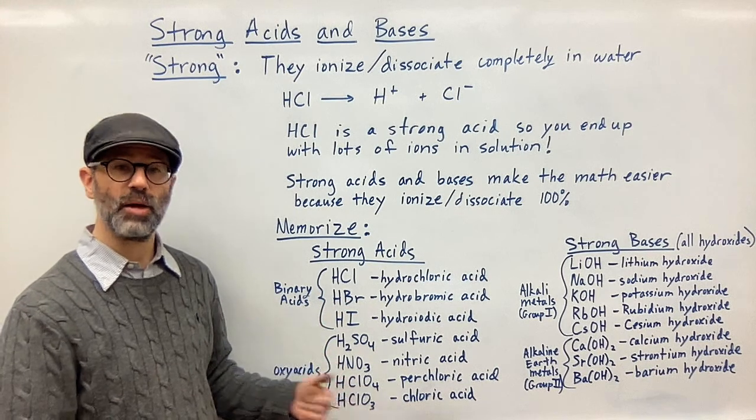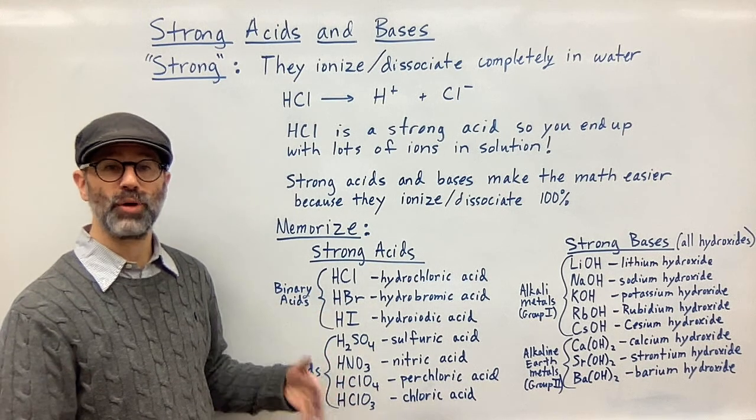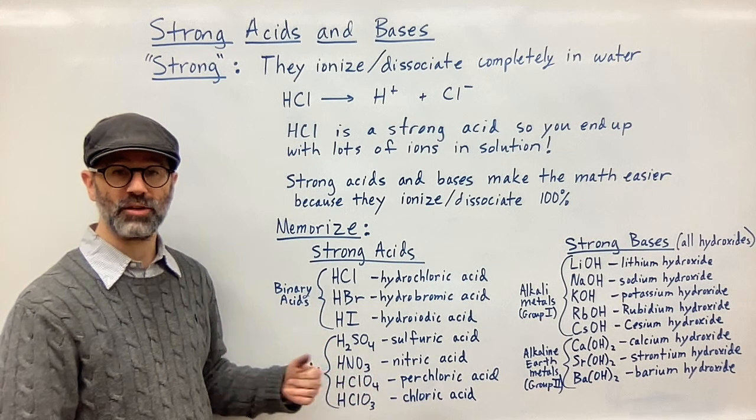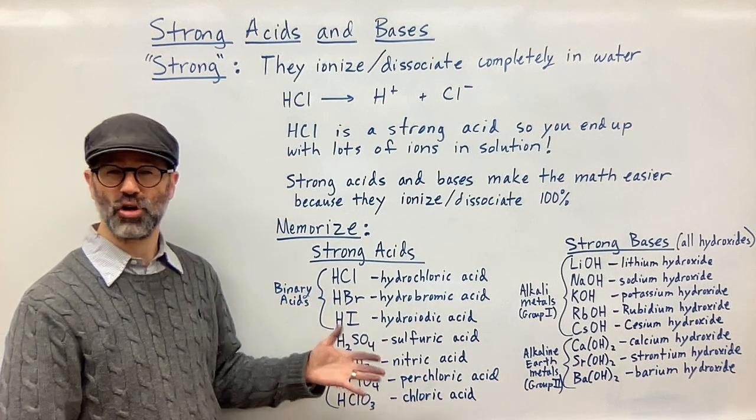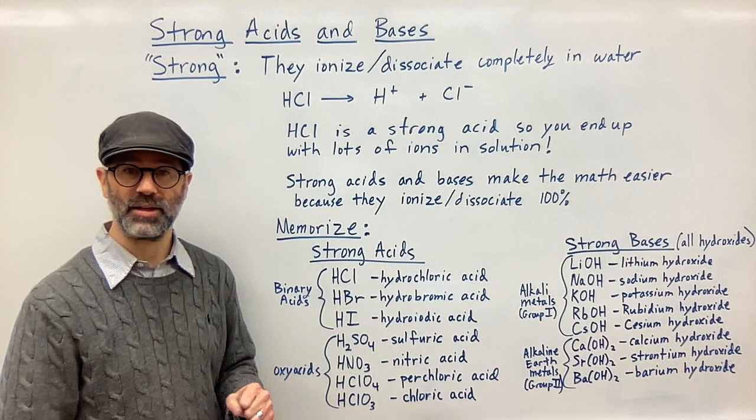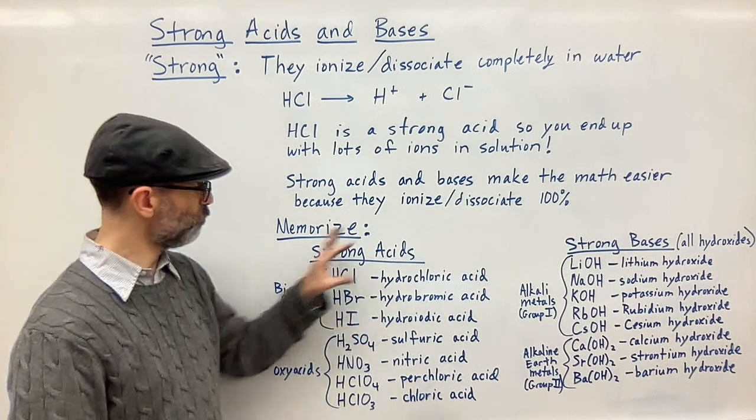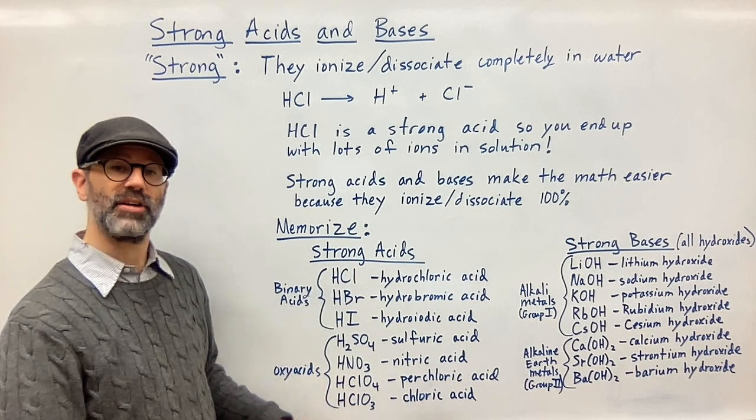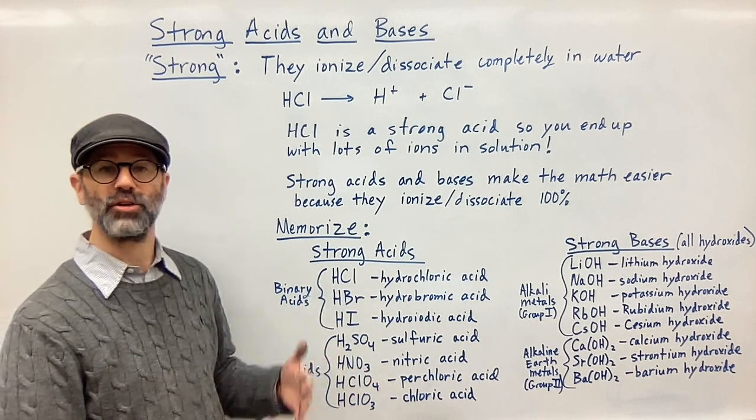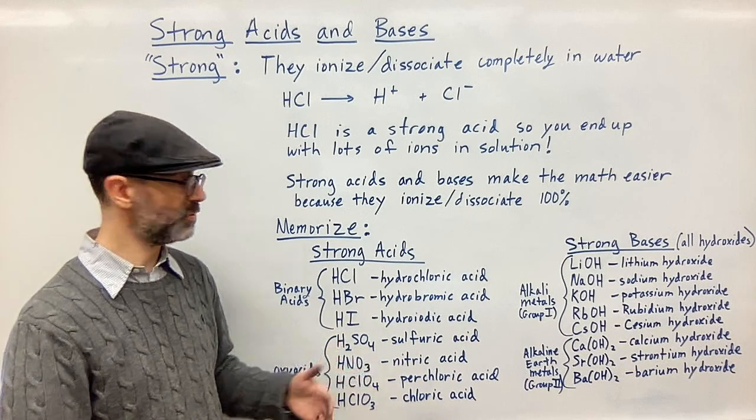You should know these because you want to be able to identify them in a problem, because as soon as you identify that you have a strong acid, it makes the math easier in the problem. If you run into an acid that is not a strong acid, it's automatically a weak acid. So then you know what to do in that situation.